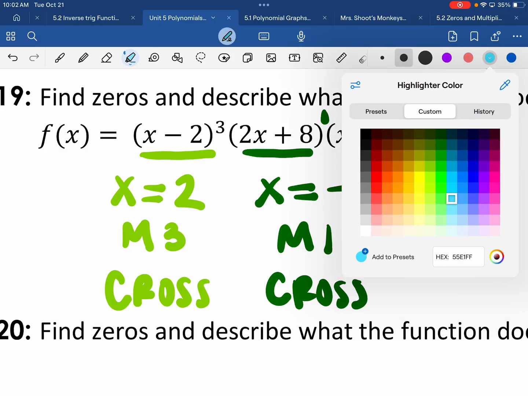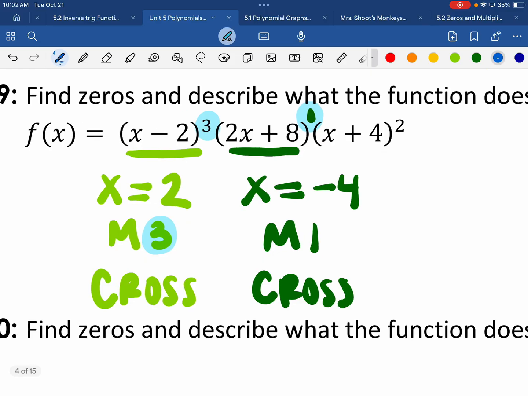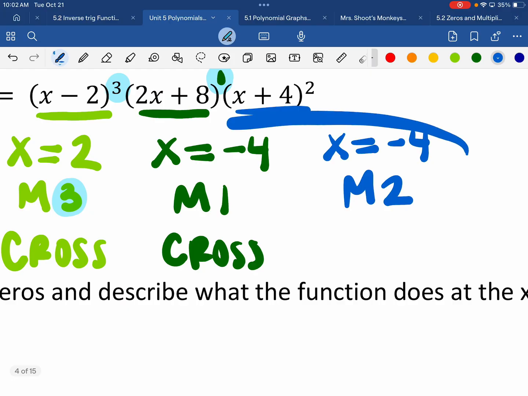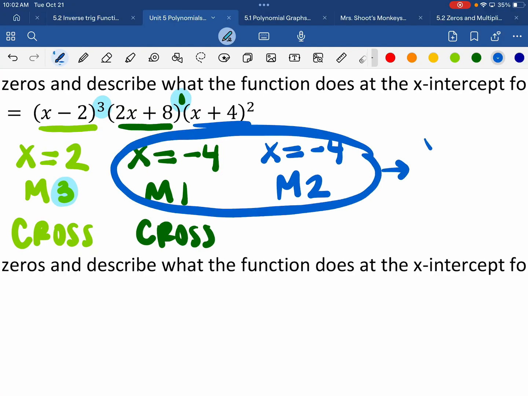Okay, where is the next one going to be at? x minus 4. -4. So do you see how it happens again? Just looking at this one, the multiplicity would be 2. But because those are the same number, we can combine that and say that x equals -4. My multiplicity would be 3 because it's happening 3 times, 2 there, 1 there. And so altogether, it is still going to cross.